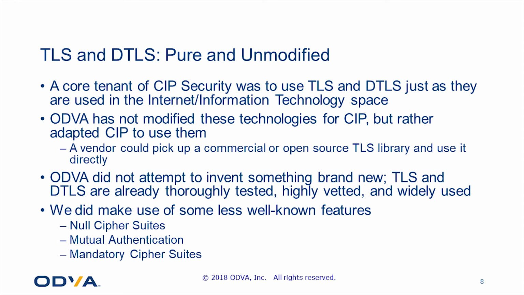One of the big advantages of that is that a vendor could go ahead and pick up a commercial or open source TLS library and just use it directly. They don't have to do a bunch of additional work to modify the library or roll their own library because we did something totally different. You essentially could get OpenSSL or any other library that implements this and use that for CIP Security.